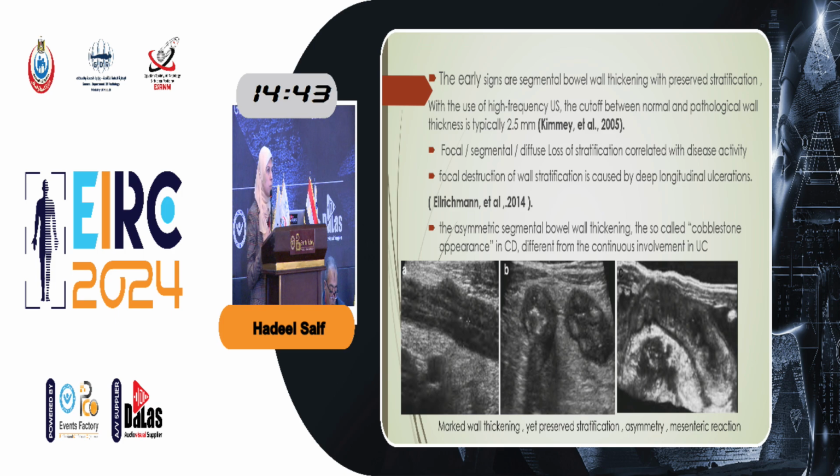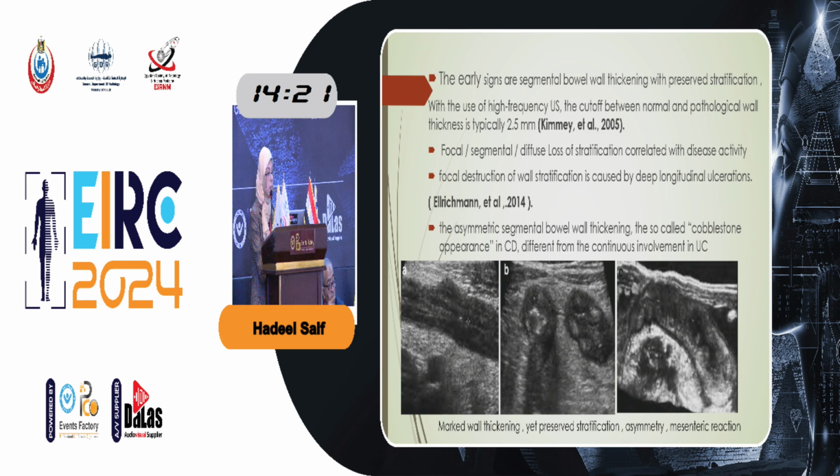For me, the most important sign and the very early sign of bowel affection is the loss of peristalsis. So when you examine the bowel, the first thing that you have to comment on is the normal peristalsis of the bowel. Later on, there will be diffuse mural thickening. The mural thickening should be measured from the inner wall of the bowel until the outer wall.